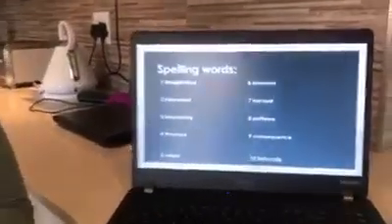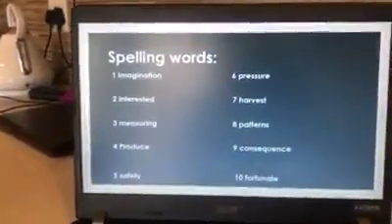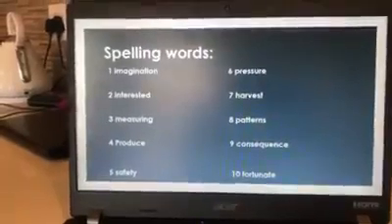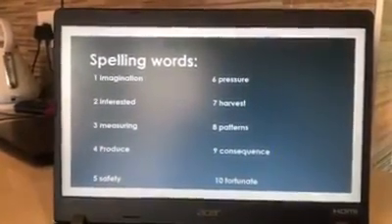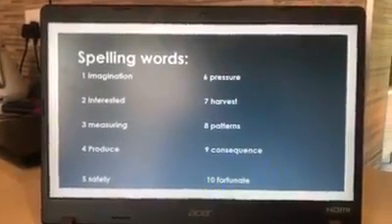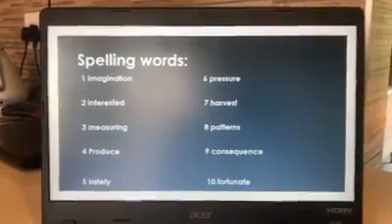We've got imagination, interested, measuring, produce, safety, pressure, harvest, patterns, consequence, fortunate.